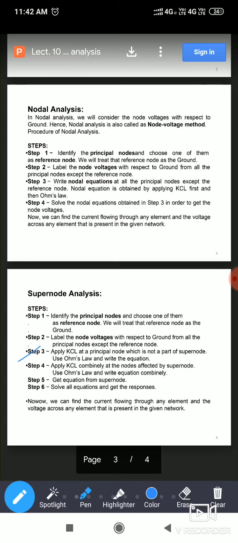I will repeat step number 4 and 5 once again, then we will solve that example. Step number 4, apply KCL combinedly at the nodes affected by the supernode. And step number 5, get one more equation from the supernode. When we solve the example, only then can we remember these points and understand supernode analysis. So again I will switch to that particular problem. If anyone has a doubt, please ask.